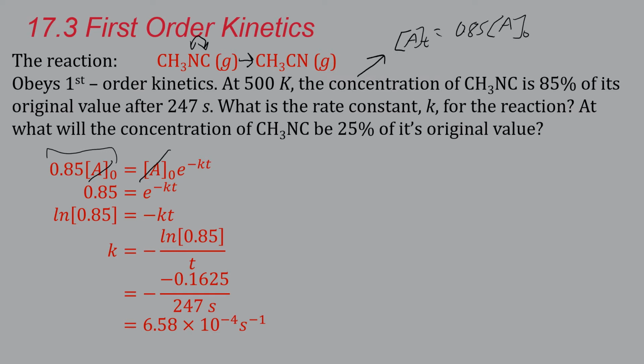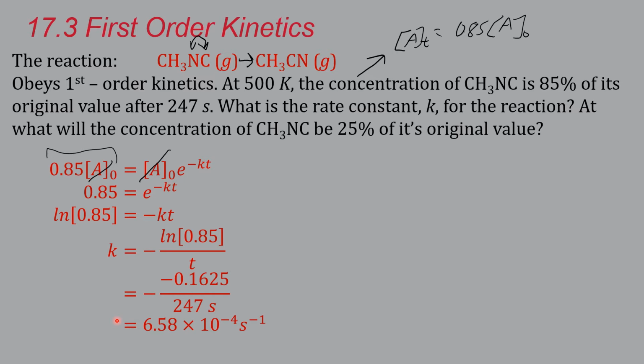And so then you get this expression: 0.85 equals e to the negative kt. And so use a natural log to get rid of the e. So you get natural log of 0.85 equals negative kt. And then it's just solving for the k. So divide both sides by negative t. And here, the natural log of a number less than 1 is negative. We have a negative sign here. This is going to be a positive result. Rate constants need to be positive, and that clocks in at, once you actually punch the numbers in, you get 6.58 times 10 to the negative 4 inverse seconds.